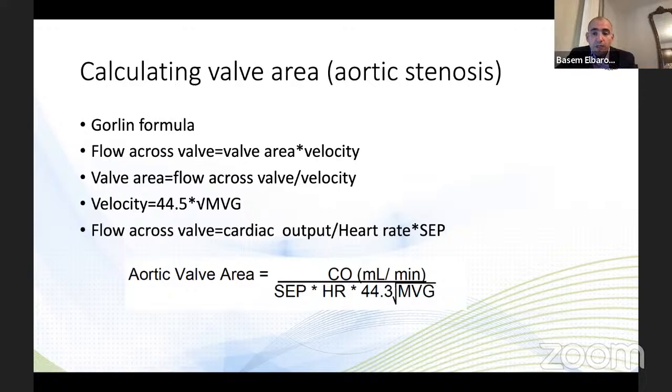I know this is very quick and it's a complex calculation, but let's just go over the things you need to measure. Cardiac output. We know how to measure cardiac output. You use the Fick equation or you use thermodilution. All right. The heart rate, we know what the heart rate is, and the systolic ejection period, the software will calculate that. And we're able to measure the mean valvular gradient because that's what we're doing. And if you plug that in, you can get the aortic valve area calculated.